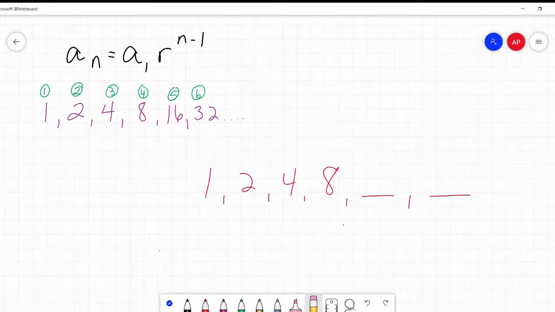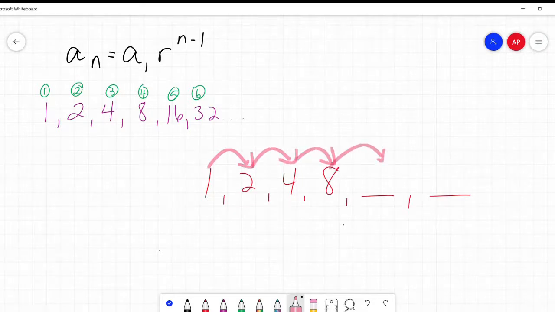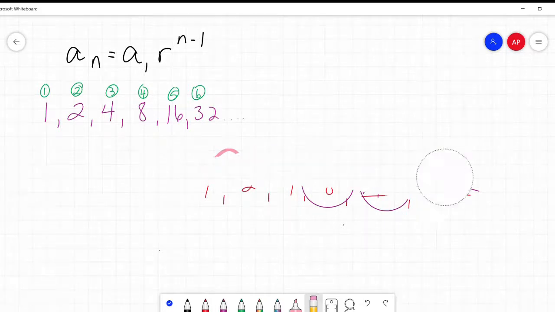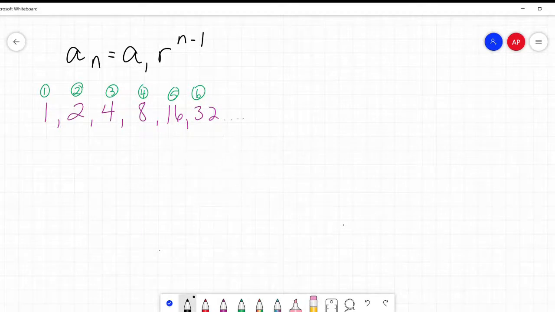You're going to go, 1 times 2 is 2, times 2 is 4, times 2 is 8. Oh, I see the pattern. What's 8 times 2? 16. What's 16 times 2? 32. You used a recursive formula in your head, even though you didn't call it that. You took the previous term and multiplied it by the ratio. Then you took the previous term and multiplied it by the ratio. That's all you did. So let's write the formula for that.